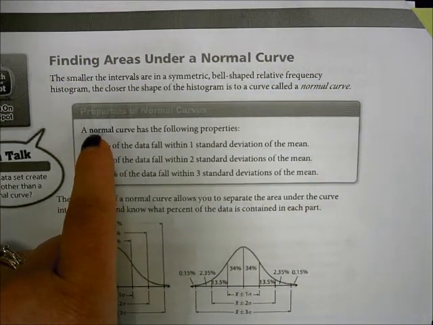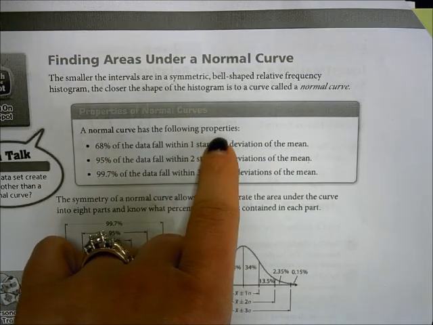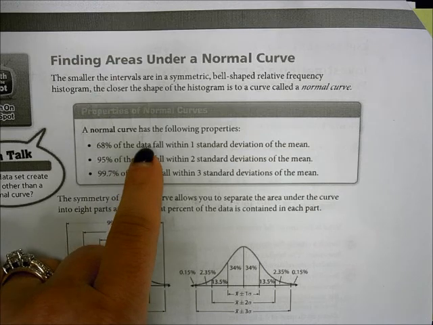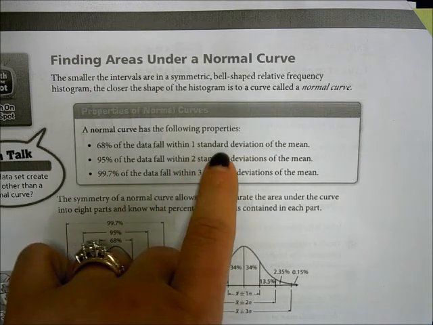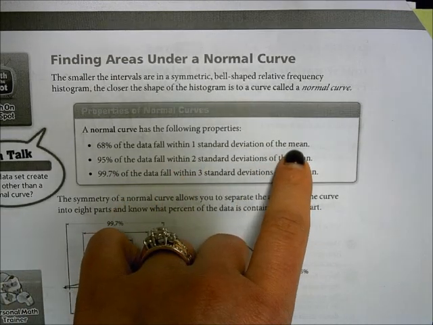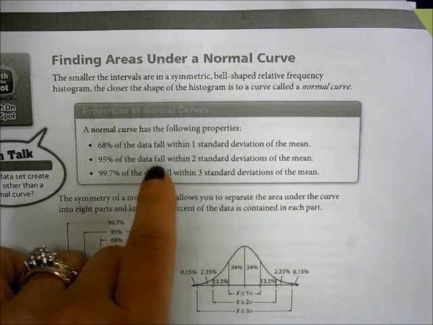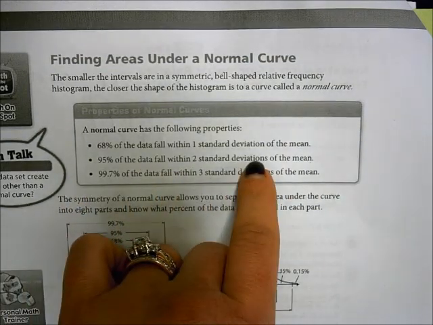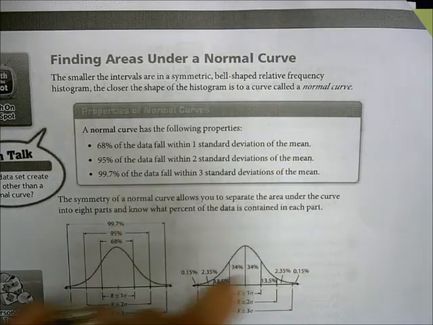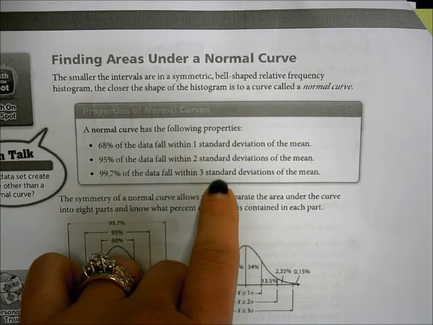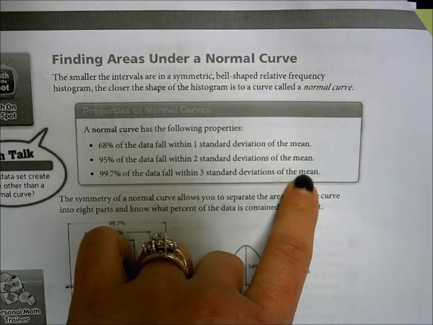It says a normal curve has the following properties. 68% of the data fall within 1 standard deviation of the mean. 95% of the data fall within 2 standard deviations of the mean. And 99.7% of the data fall within 3 standard deviations of the mean.